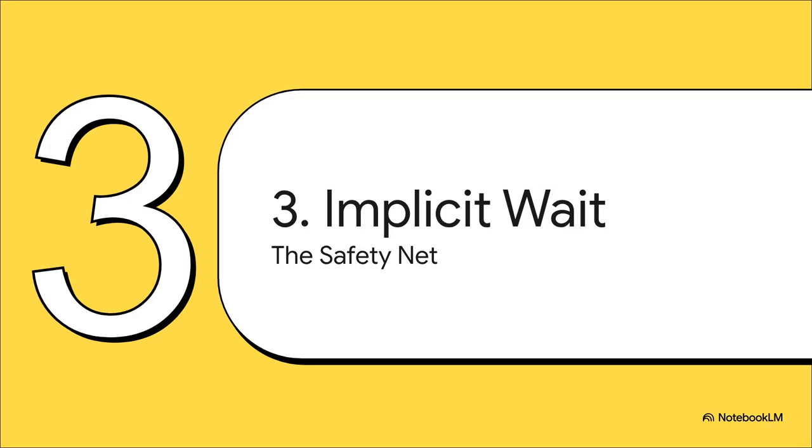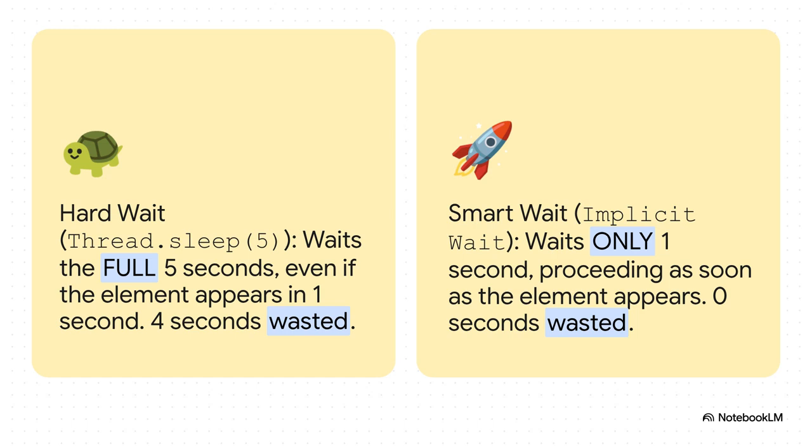So if that hard pause is the wrong tool for the job, what's the right one? Well, let's meet Selenium's first real solution, the implicit wait. I want you to think of this as your global safety net. The difference is night and day. A hard wait is, well, it's dumb. It waits for the full 5 seconds you told it to, period.